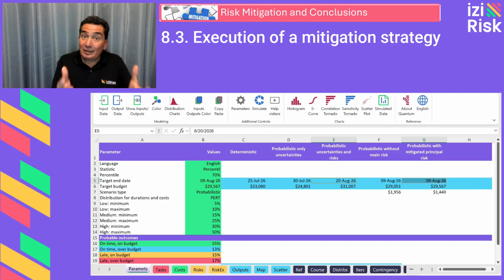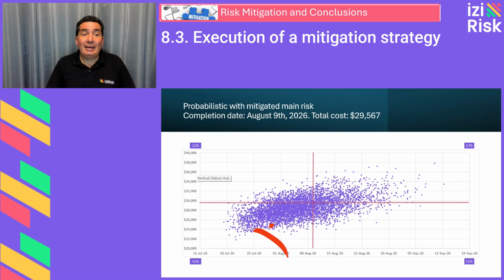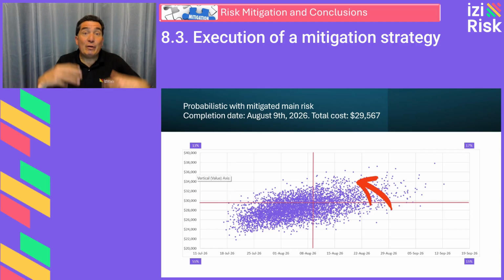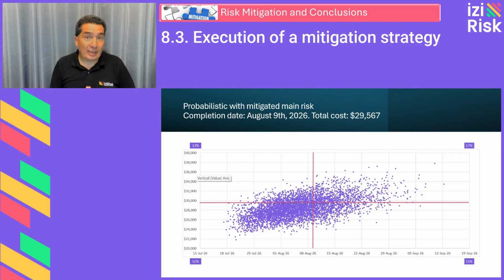Now, simulating this mitigated scenario yields the following probabilities. On time and under budget, a probability of 55%. On time but over budget, 13% probability. Late but under budget, 15% probability. And late and over budget, 17% probability.